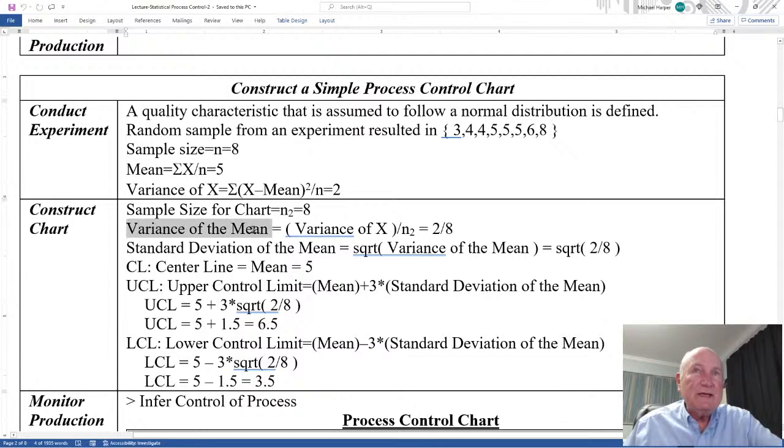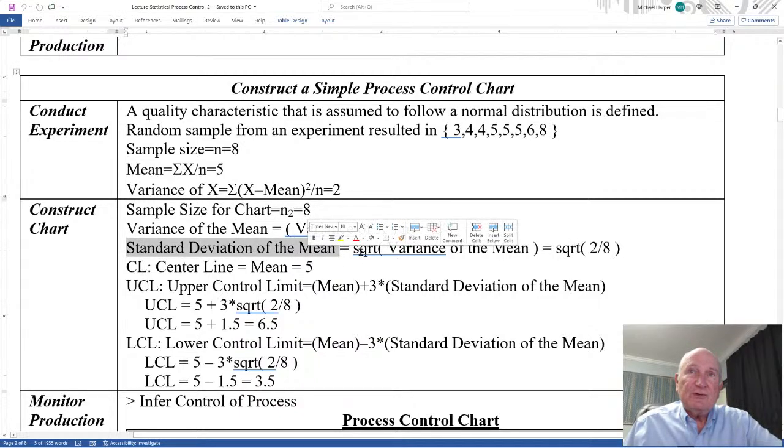The variance of the mean is the variance of x, which is 2, divided by N2, which is 8. So it's 2 over 8. And I want to distinguish between the variance of x and the variance of the mean of x, because one's the variance of x, the other's the variance of the sum of the x's over n. So that's just the variance of x over N2, which is the sample size for the chart. The standard deviation of the mean is the square root of the variance of the mean, which is the square root of 2/8. So now we construct our chart.